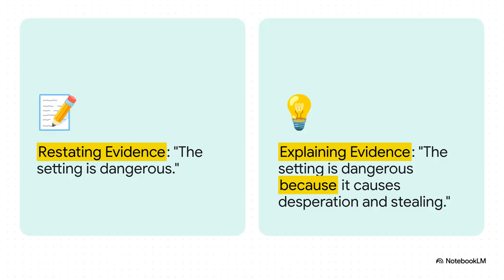On the left, you've got a simple observation. The setting is dangerous. Okay, that's just restating the evidence. But look at the right. By adding that one word, because, we connect the dangerous setting to its effect on what the characters are doing. That is analysis. That is exactly what scorers are looking for.